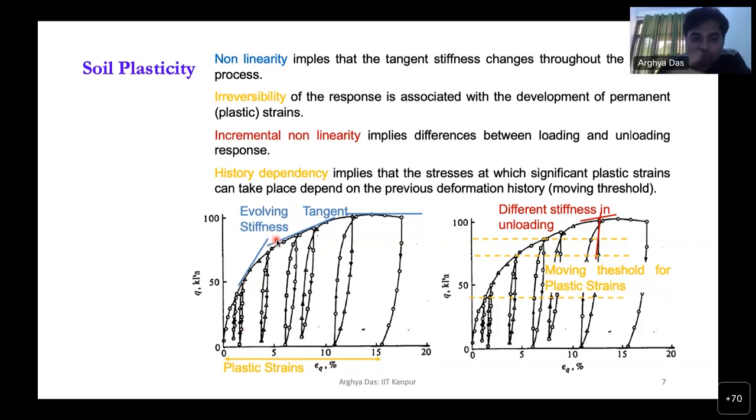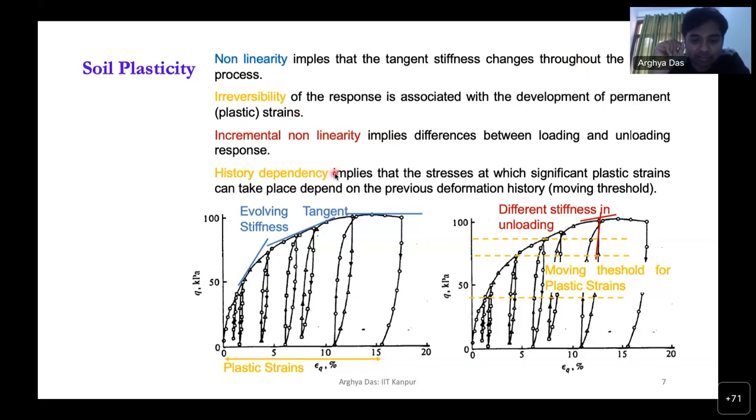We often perform unloading and loading tests, and you will see, depending on the type of material, if it's clay, then this oedometer loading-unloading loop is quite large, and when it is sand, it is very narrow. So this type of irreversibility is also involved. They are not following the same path, and plastic strain is also there. There is incremental nonlinearity, which implies the loading and unloading responses are different, which I already mentioned.